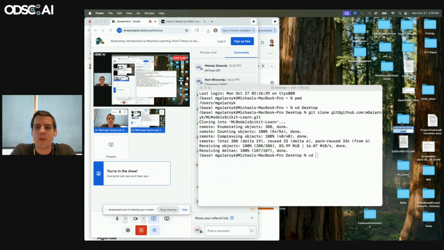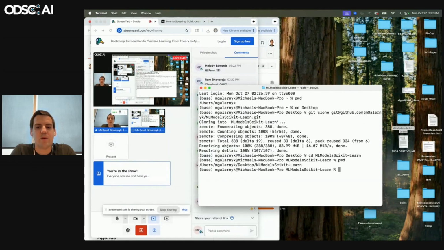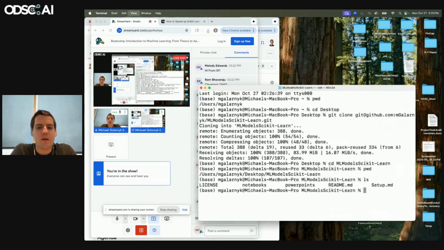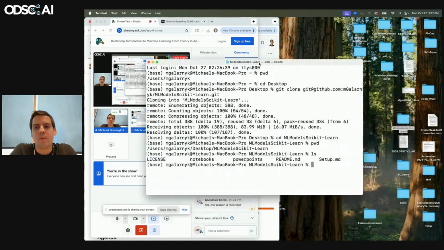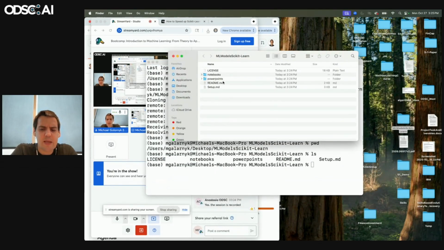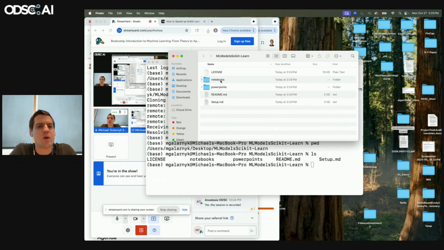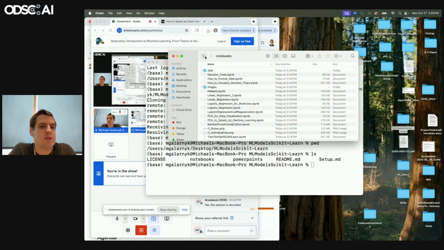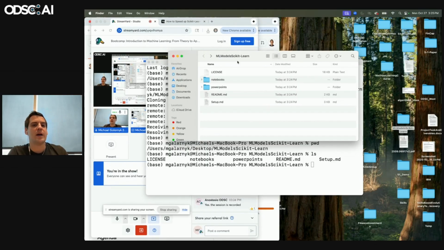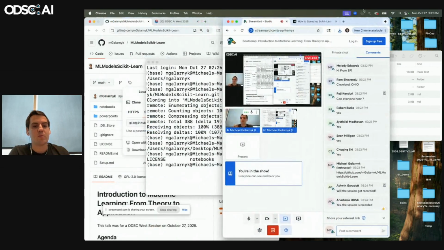This folder is called ML Model Scikit-learn. So I'm CDing into that repo. And from there, we have a lot of content. The one thing I want to mention here is this is more content than we can probably cover in one session. I just have extra content in case you find that you want to learn more, you want to go further.